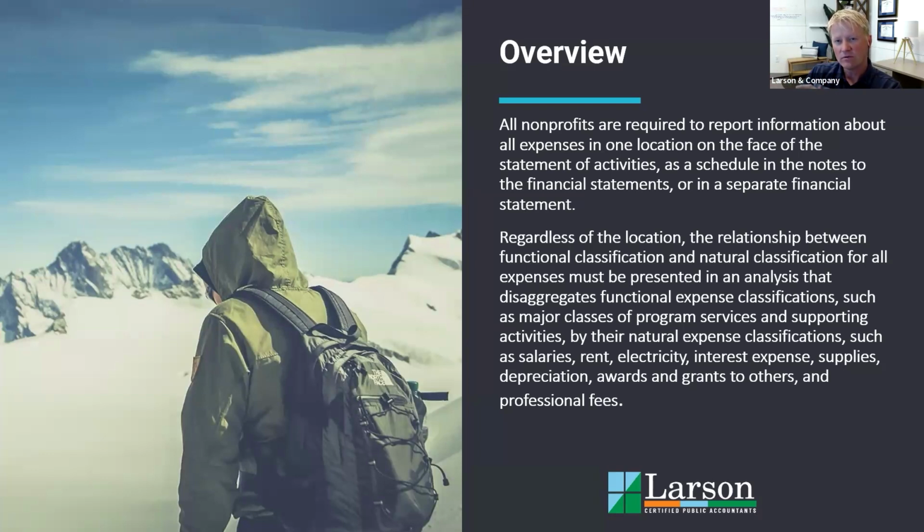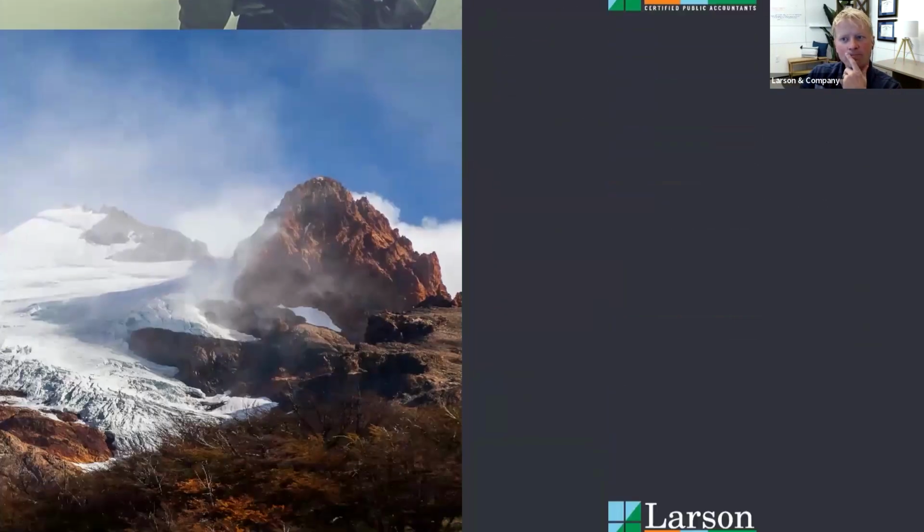It's important to note too, if there are any voluntary health and welfare entities out there, those entities are required to have a statement of functional expenses. So while the accounting standards say it can be in the statement of functional expenses, in the statement of activities, or in the notes, if you are a voluntary health and welfare entity, you do need to have a statement of functional expenses, a separate statement, and not have it broken out in the notes or in the statement of activities. So just something to note and remember.